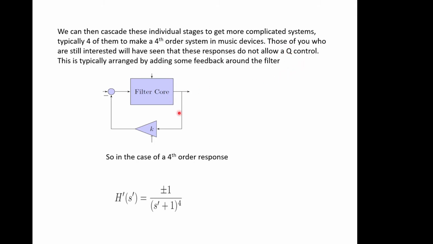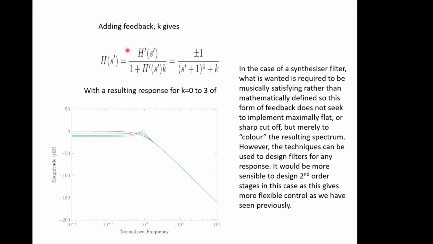We have to add some feedback around our filter core, and that gives us a response that looks like this. Once we add some feedback around, and we change this value of K, we get interesting responses. So in this case, if you simulate that 4th order transconductance amplifier, so 4 of those stages we just looked at, with a bit of feedback around the outside of it, you can see that with different values, K running from 0 to 3, we get responses where we're introducing little peaks.